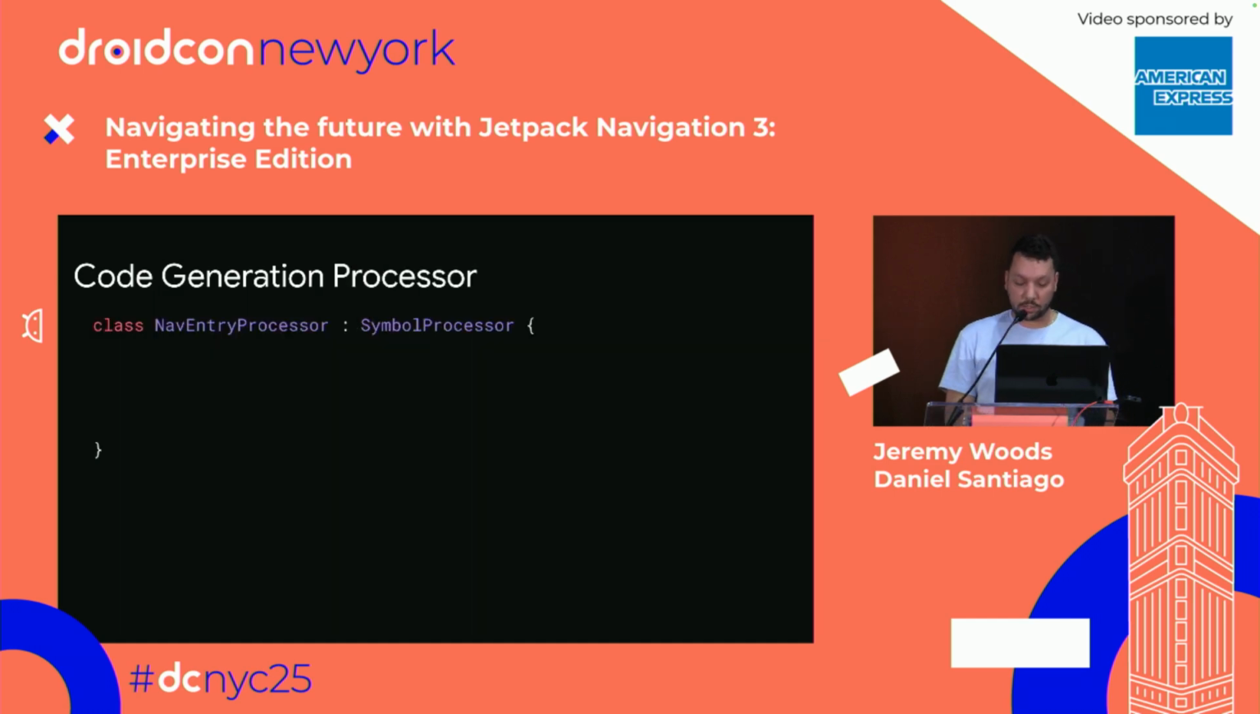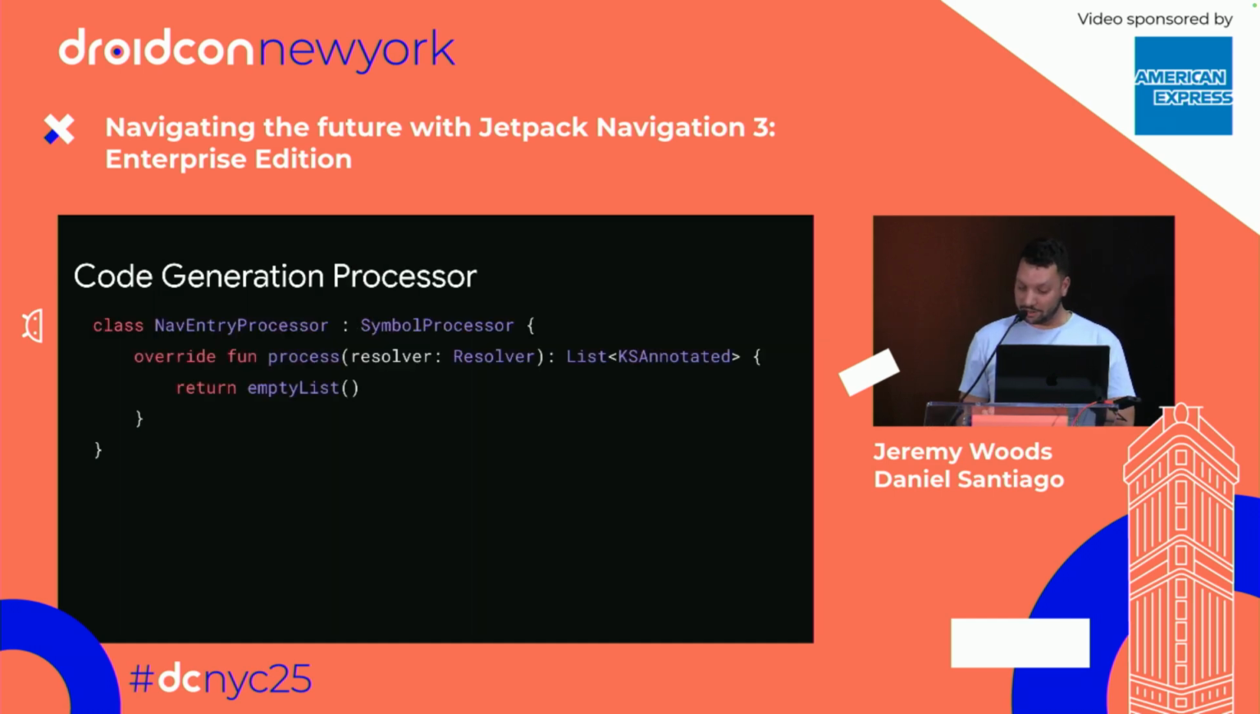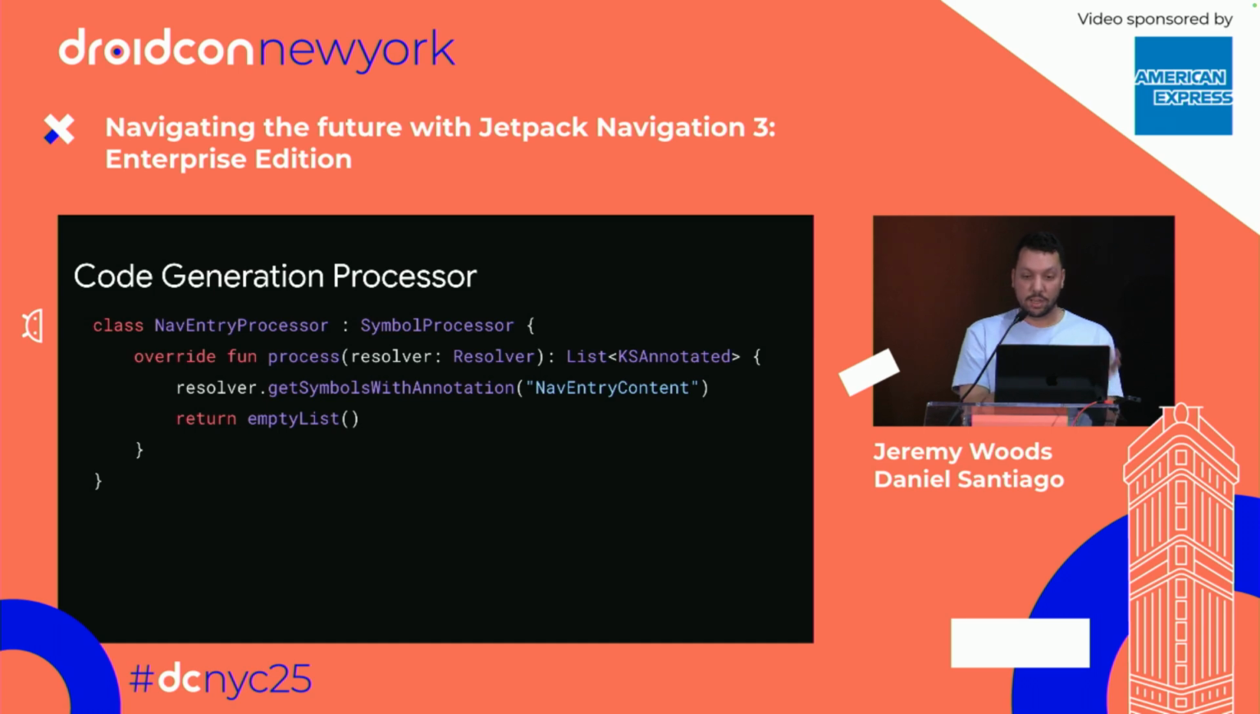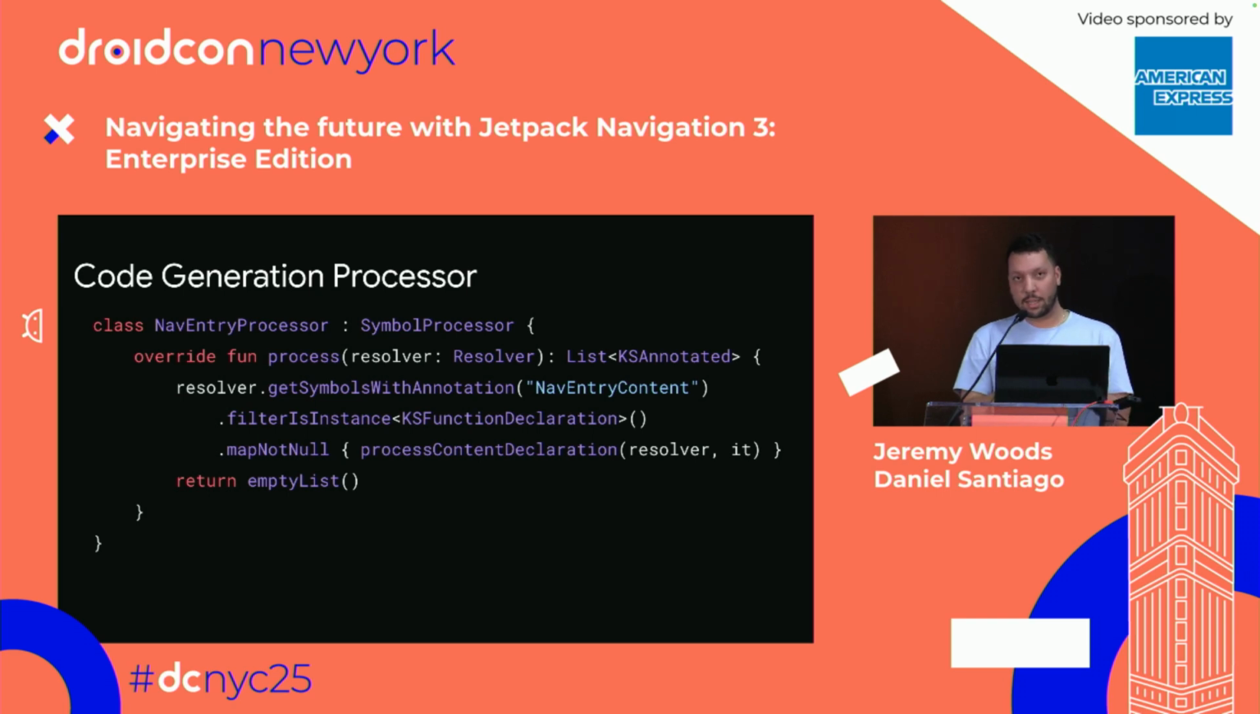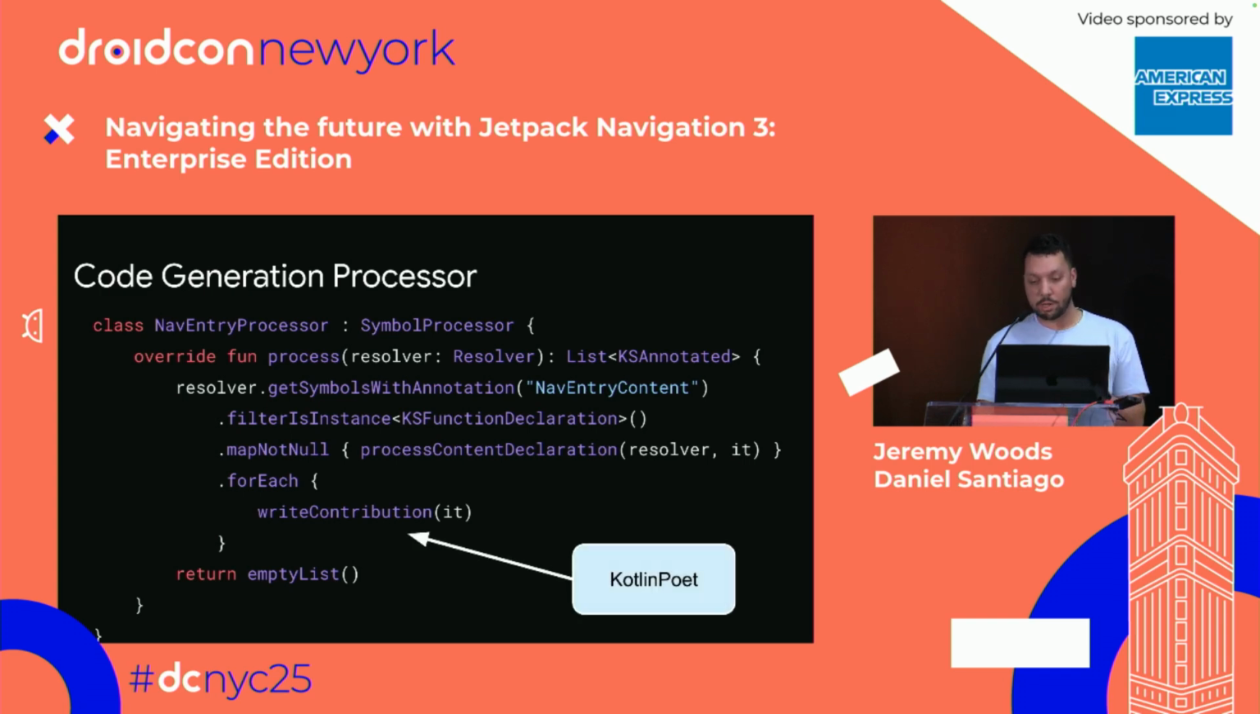We do have to write a processor. I won't go into too much detail on how to write this processor, but essentially you do have to override a process method. You find all the symbols annotated with NavEntryContent. We're specifically looking for top level functions that are composable. We do some processing, and this type of processing is things like making sure that it's a top level function, annotated with composable, and that it has a key. You do the parsing, basically, of your own API. And then at the end of it, we generate some code, specifically those contributions. We do this with KotlinPoet, a great library for generating Kotlin code.